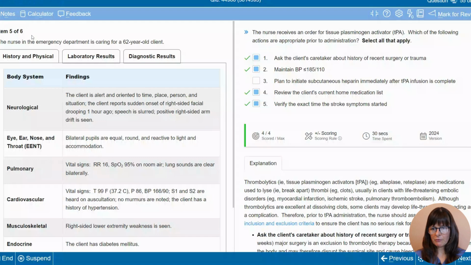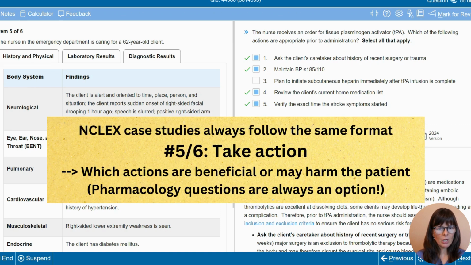Let's go ahead and take a look at our question right here. We are at item number 5. We're still caring for the 62-year-old client in the emergency department that we're suspecting of having, or that is experiencing, an ischemic stroke. So now it goes into a medication question. The nurse receives an order for tissue plasminogen activator, or TPA. Which of the following actions are appropriate prior to administration? So now we're required to answer some questions about pharmacology, and it's a select all that apply.